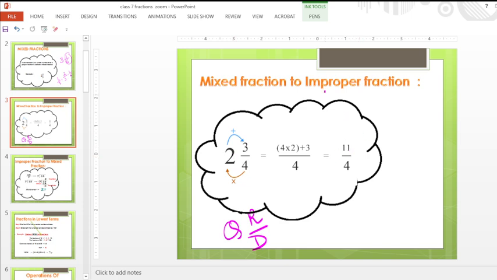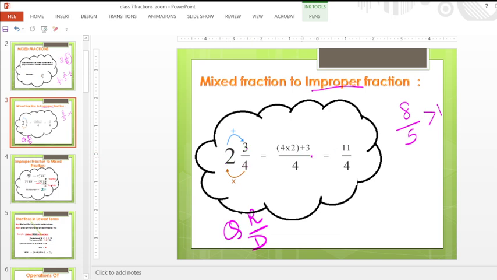This is an improper fraction. What do you mean by improper fraction? Improper fraction means where, like 11 by 4, 8 upon 5, the numerator is greater than the denominator. And an improper fraction is always greater than 1. Okay, in the next slide I'm going to tell you. But first let's learn how to convert mixed fraction into improper.